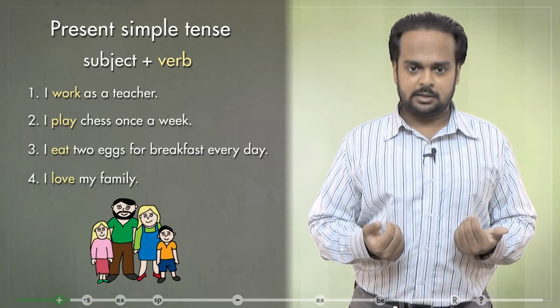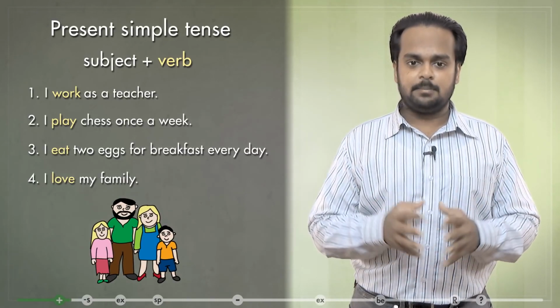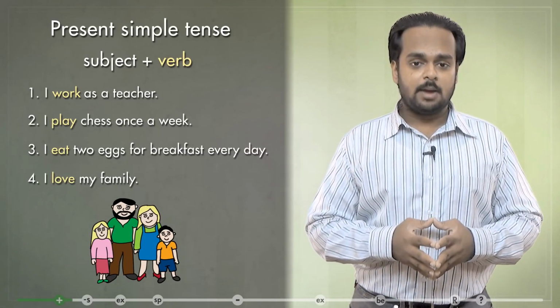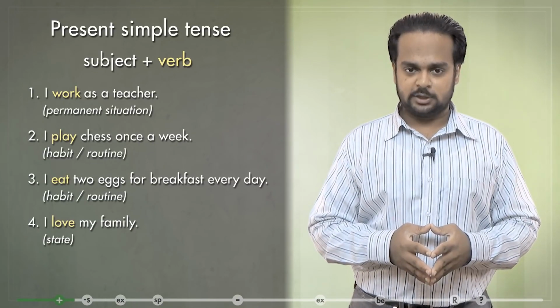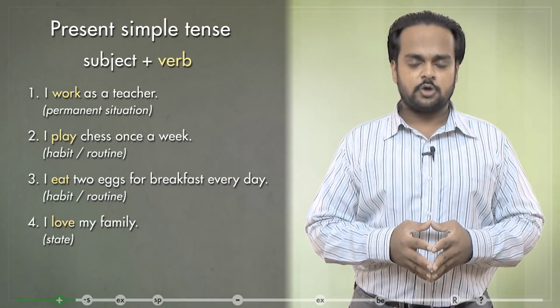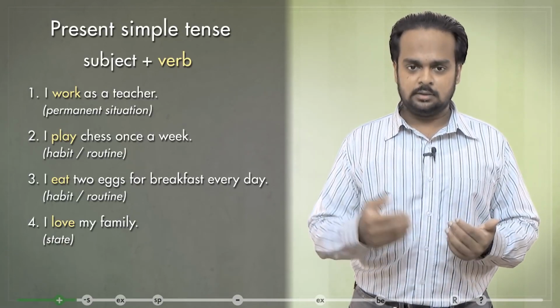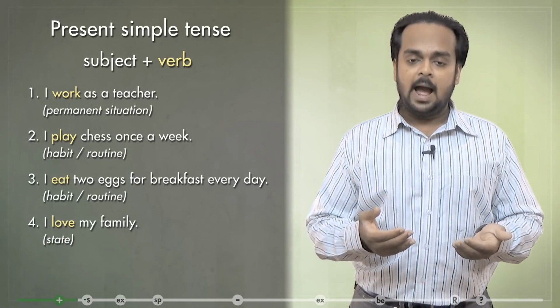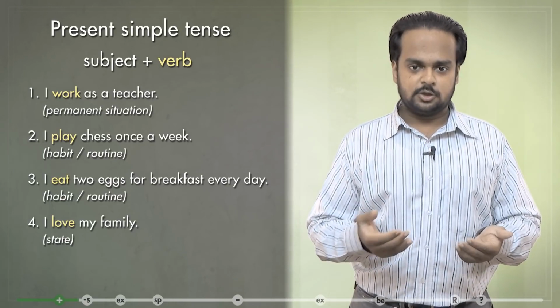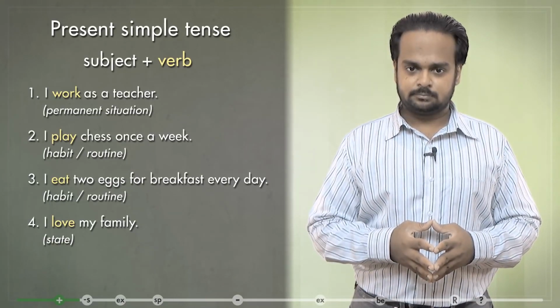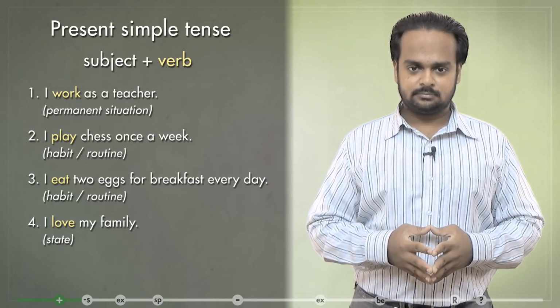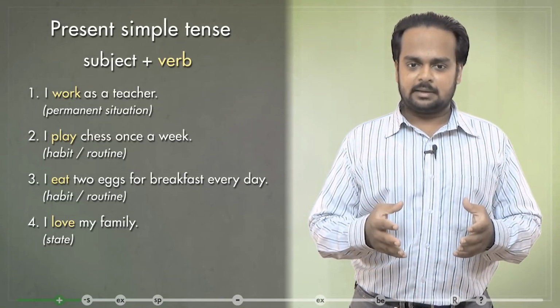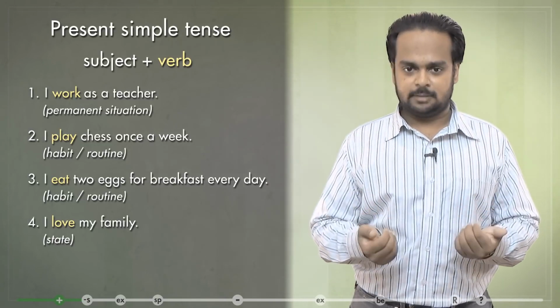I love my family. These are all present simple tense sentences, and if you remember from the previous lesson, the first sentence is a permanent situation. The second and third talk about things that I do regularly, habits or routines. And the last sentence is a state using the state verb love. These are the main uses of the present simple tense. Now, of course, it's easy to make these sentences with I as the subject.